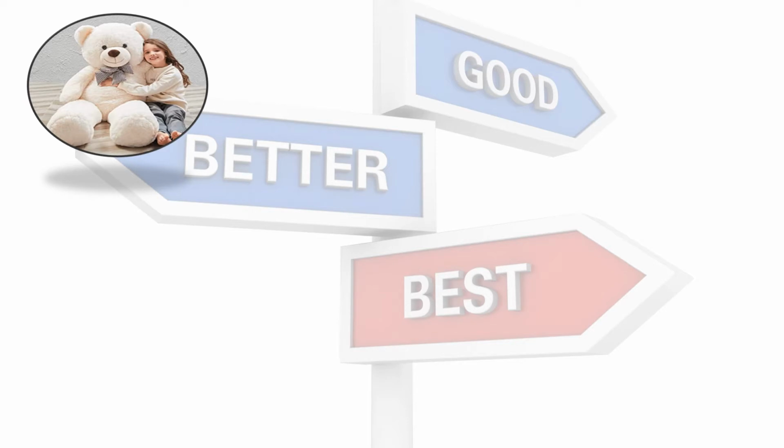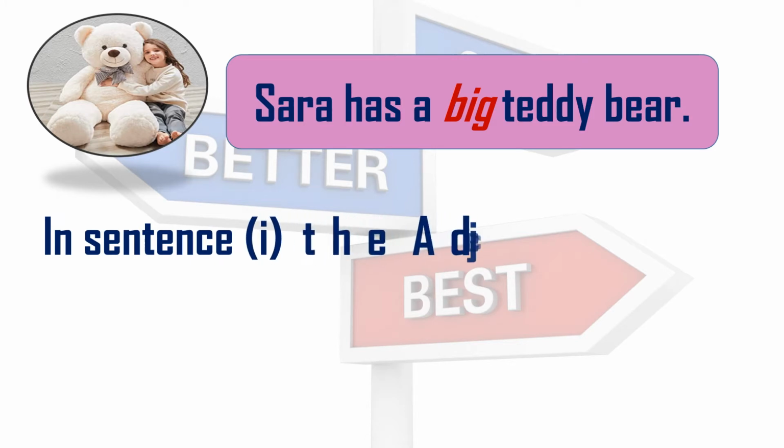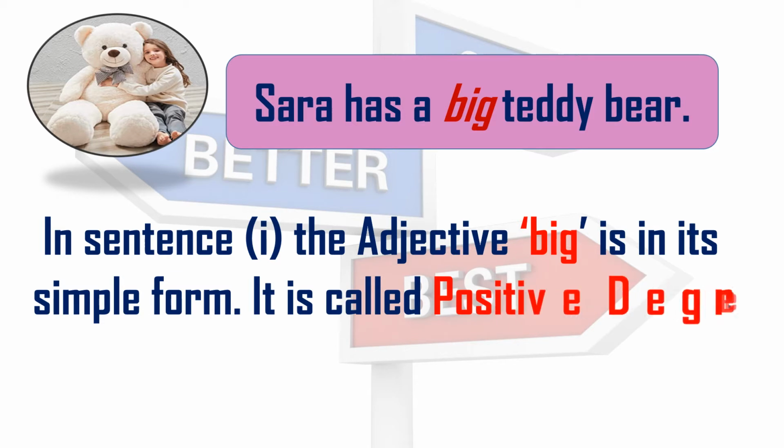So here comes our first picture with the first sentence. Sarah has a big teddy bear. Look at the word big. In this sentence, the adjective big is in its simple form. A very simple form. Big teddy bear. That's it. It is called the positive degree. Very simple sentence. Sarah has a big teddy bear. Here we have not compared with any other things. It is in simple form. So it is called a positive degree.